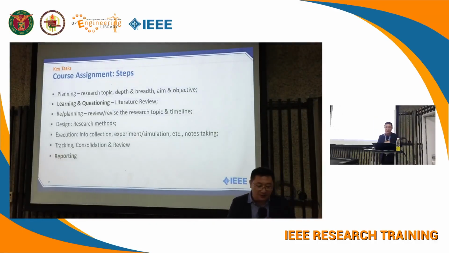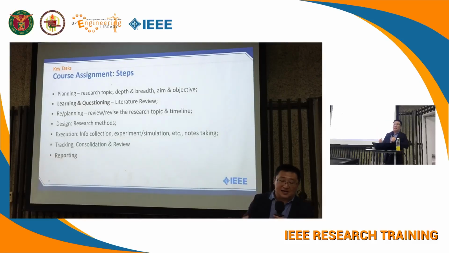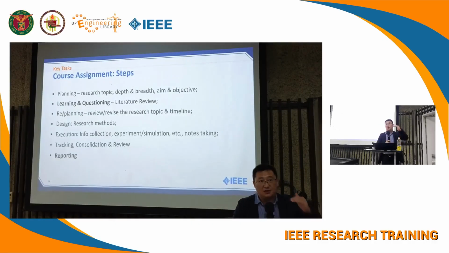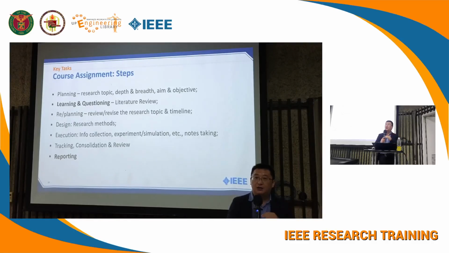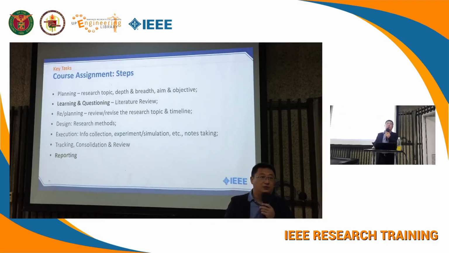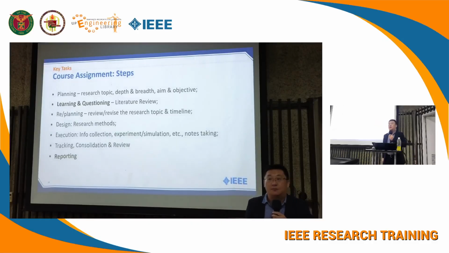And bear in mind, in terms of the course assignment, whether it's individual or group project, these are the common things you need to do. Number one, it requires planning. This is at the very initial stage. You need to have a research topic. In the beginning, this research topic might be given by your professor, by your supervisor. As an undergraduate, you don't have to worry too much because you are given a research topic. Or you can choose a research topic from a pool of topics.